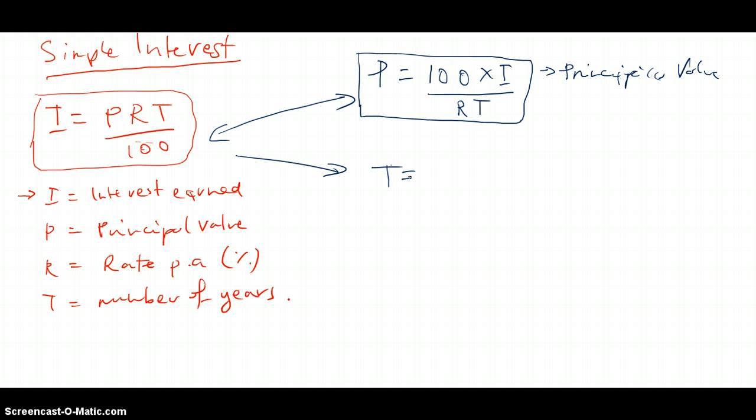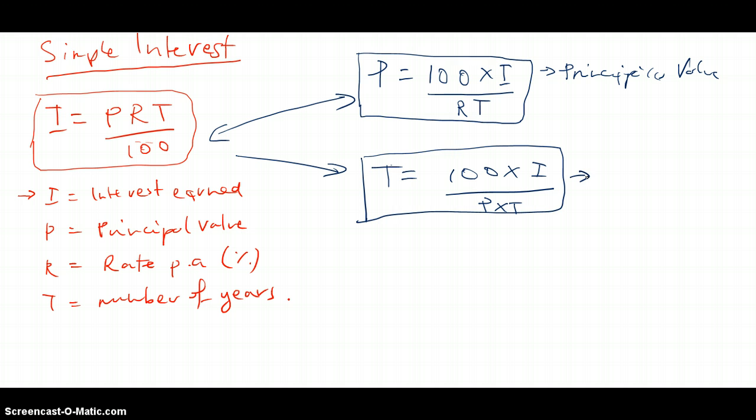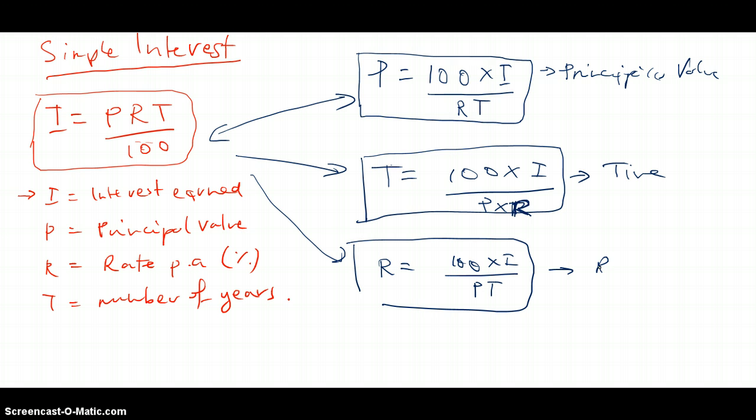Another one is T is equal to 100 times I over P times R. You can use this formula when you want to find out the time, and you're already given I, P, and R. Sorry, that should be R on the bottom, just clarifying. And the last one is R is equal to 100 times I over P times T. This is if you want to find out the rate.